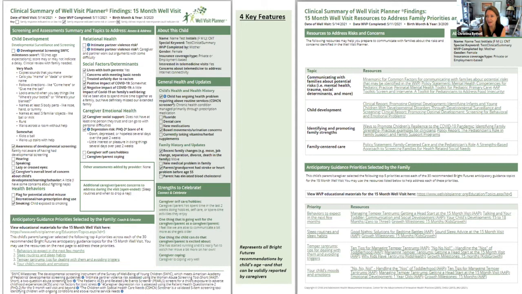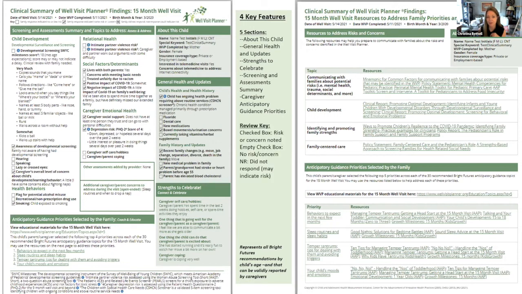Okay, so in the actual encounter, you might want to see a whole child, whole family view, which is what this clinical summary gives you. But it's not hard to integrate it into electronic records. It's really on the side of your electronic record system of whether it has a spot to receive this data. But the features are, there's 5 sections about this child that map perfectly to Bright Futures, including general health and updates, strengths to celebrate, screening and assessments, and caregiver anticipatory guidance priorities.